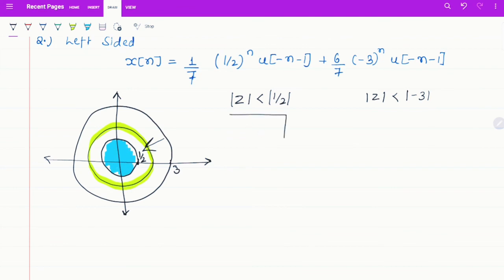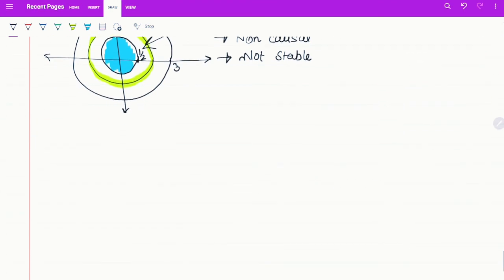So the ROC of this signal is mod of z less than 1 by 2. Now what about the causality and the stability of the system, whether this is a causal or non-causal signal? How are we going to determine this? If this is a left-sided signal, we can say that this is a non-causal signal. And what about the stability? Does this ROC contain the unit circle? No. So this is not stable. Okay, what about the two-sided signal?